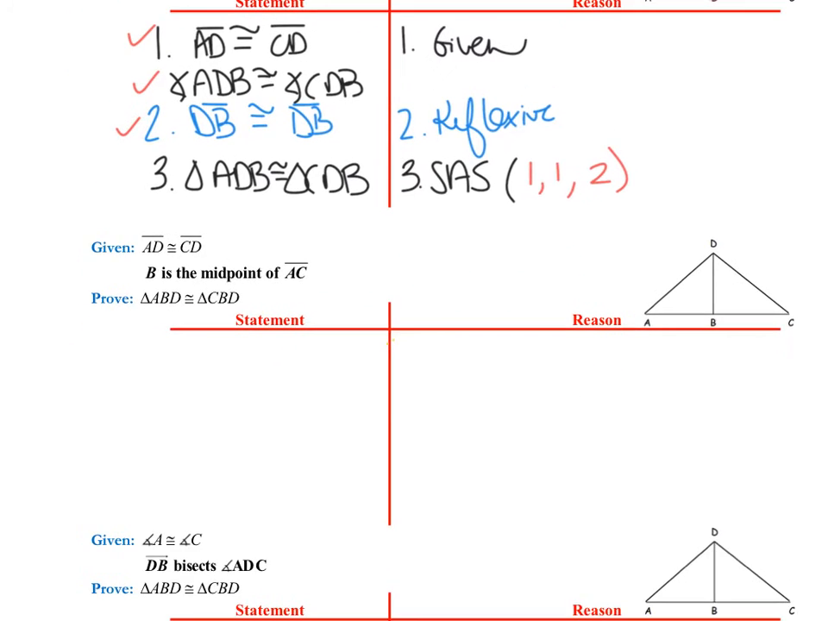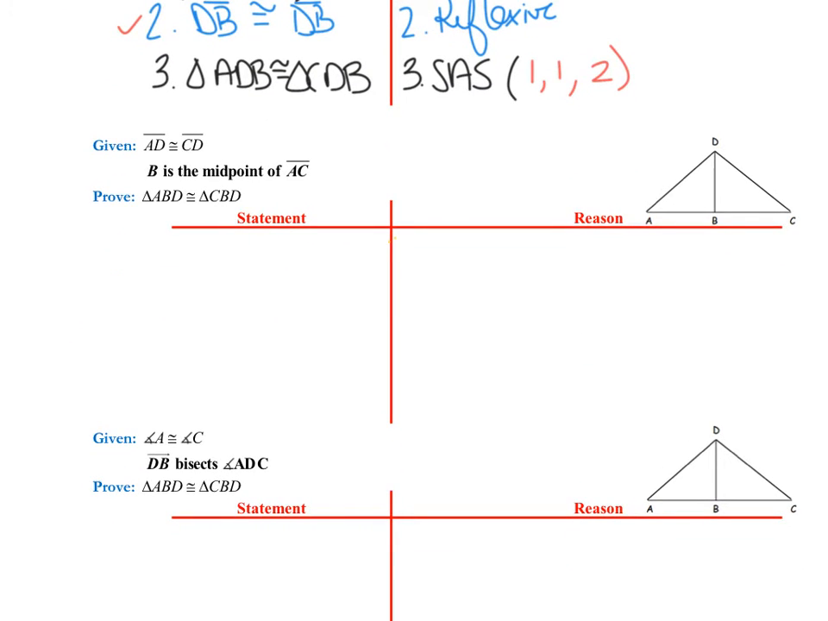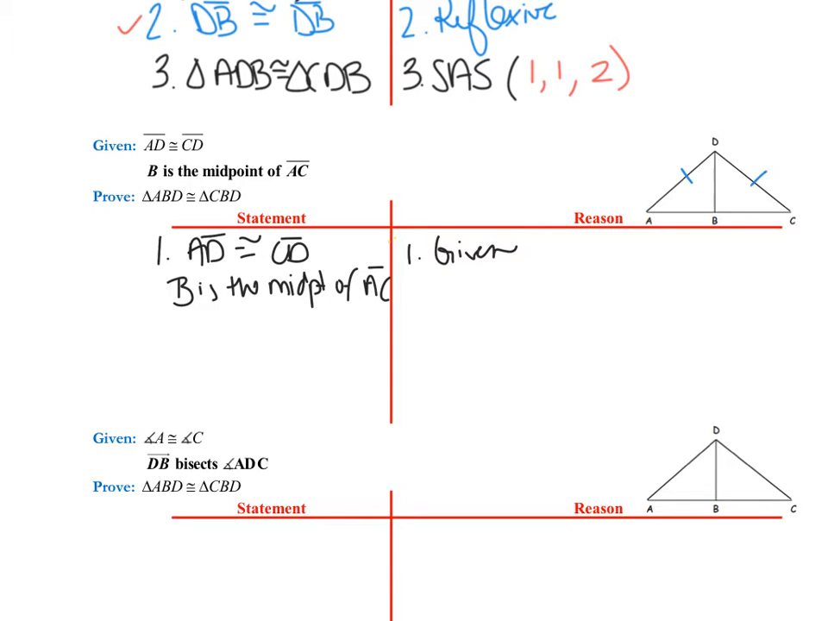Okay, let's go to the next example. So again, let's write down our given. So AD is congruent to CD, and B is the midpoint of segment AC. So the only thing we can mark on our diagram that's given is that the AD is congruent to CD. Now, we have a midpoint. Remember that anything with a midpoint, a perpendicular, a bisector, needs to be broken down. It needs to be dissected.